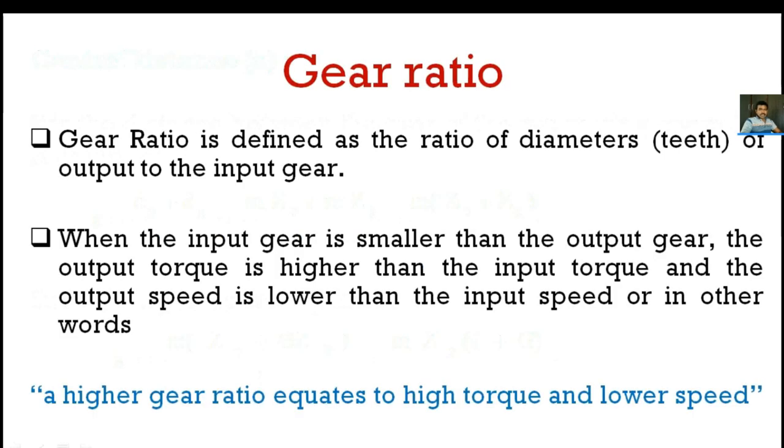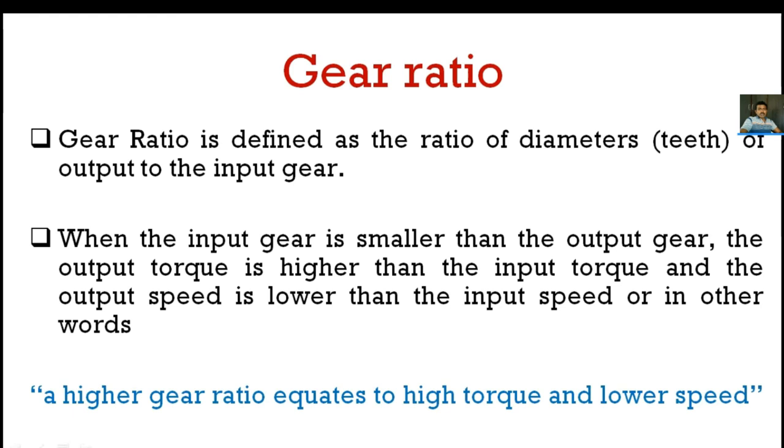Okay. Right. Then what is the gear ratio? Gear ratio is defined as ratio of diameters of output gear to input gear. Ratio of diameters or teeth, since diameter is expressed in terms of teeth, D is equal to mz. So output gear to input gear. What is output gear? Let us take the pinion is the output, the gear is the input. Then dp divided by dg. Dp divided by dg is nothing but gear ratio.